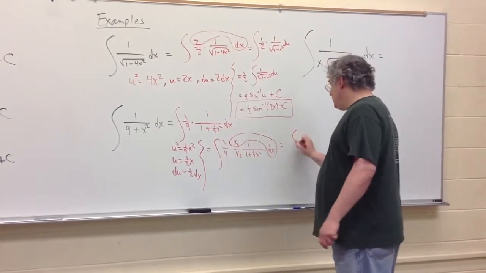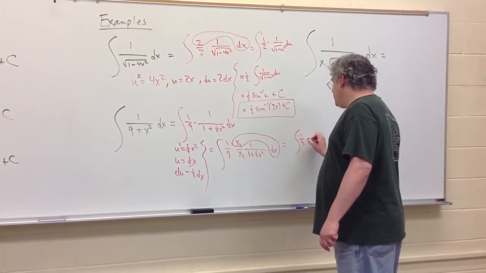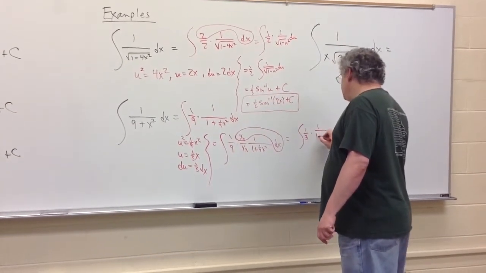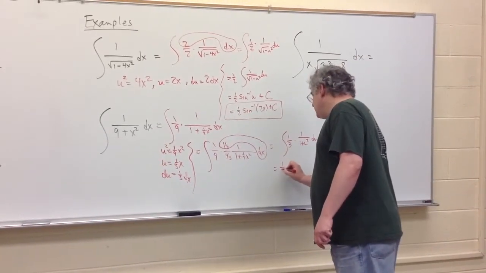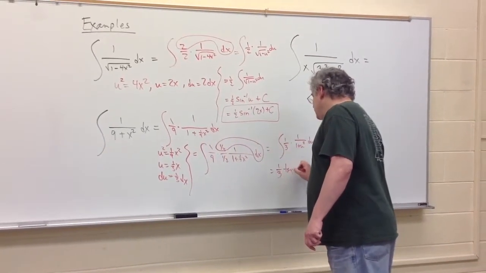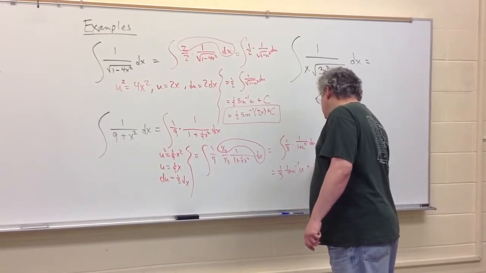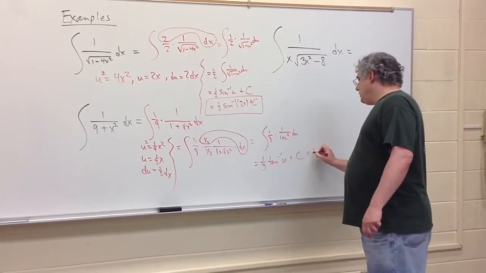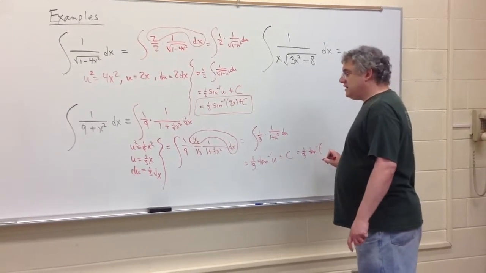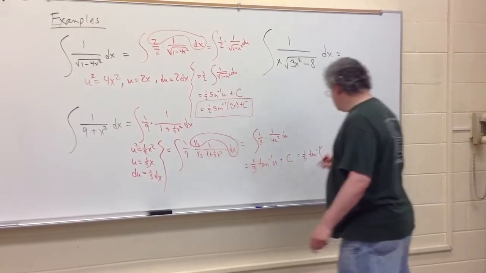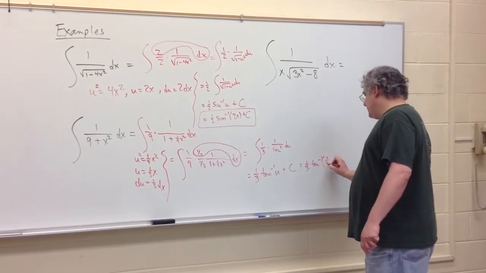I get 1/3 times 1 over 1 plus u squared du. The 1/3 comes out. I have an inverse tangent. And then finally I get 1/3 inverse tangent of, what was that? u again. u is 1/3 x. So our answer is 1/3 inverse tangent of x over 3.